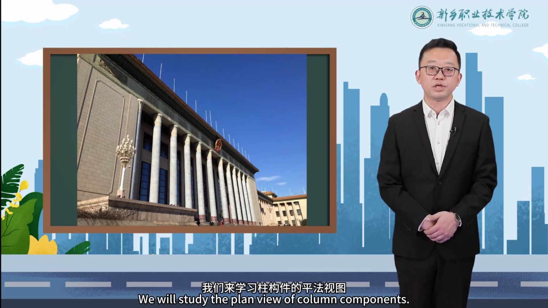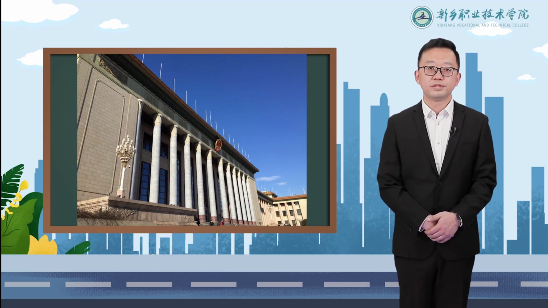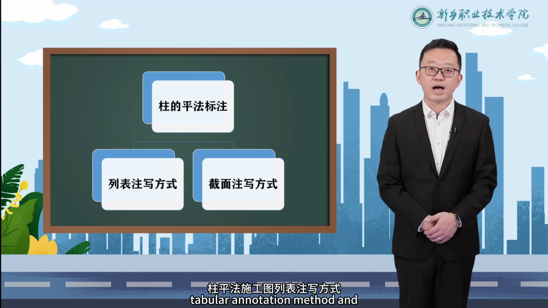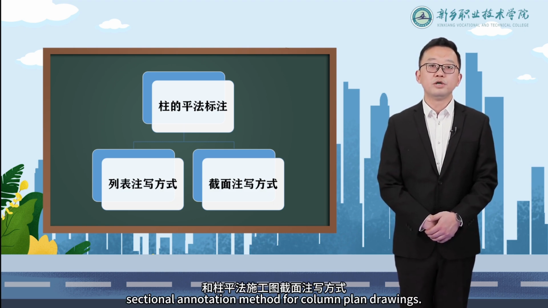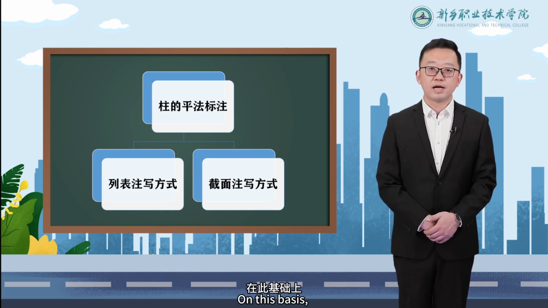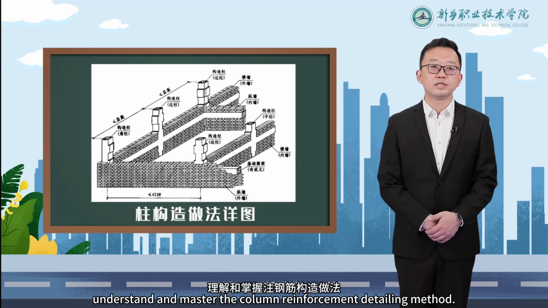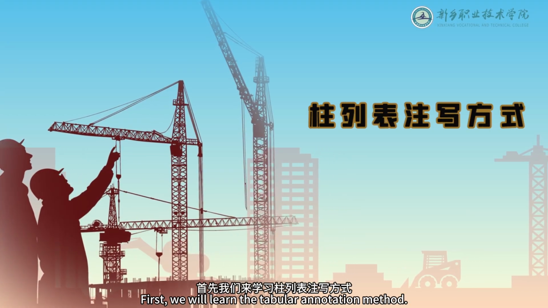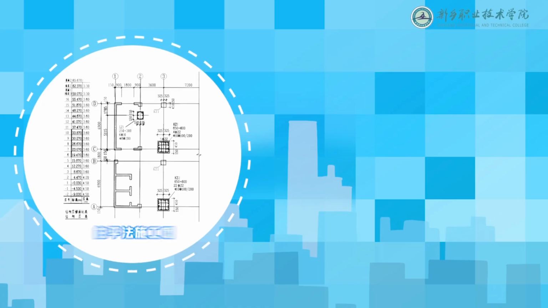We will study the plan view of column components. This chapter requires everyone to master the tabular annotation method and the sectional annotation method for column plan drawings. On this basis, understand and master the column reinforcement detailing method. First, we will learn the tabular annotation method.